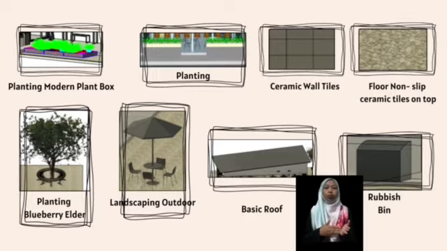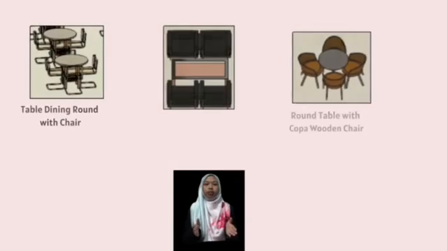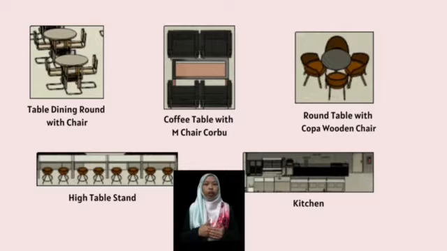For walls, we use ceramic wall tiles. For the floor, we use non-slip ceramic tiles on top. And we also use a basic roof. Next, this is the type of furniture that we use in Comodo Cafe: a round dining table with chairs, a coffee table with M chair, korbu, a round table with copper wooden chair, and a high table stand.